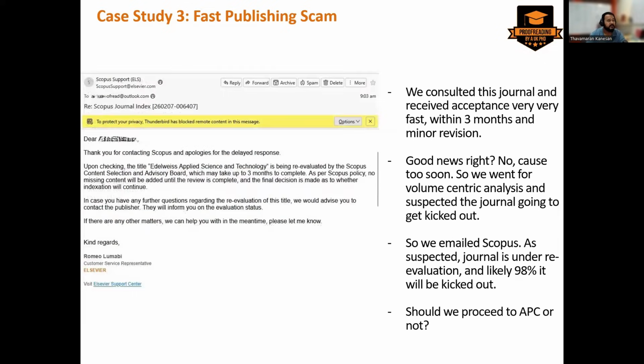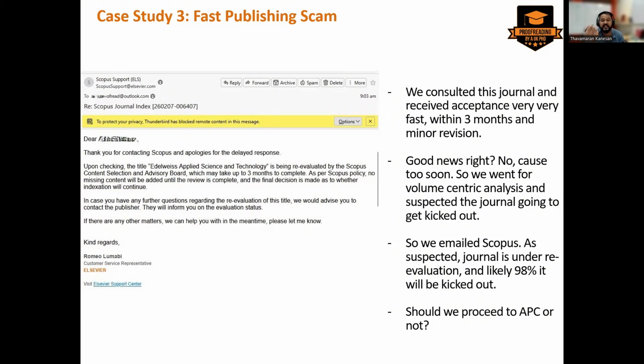Upon checking with Elsevier customer service, the title Edelweiss Applied Science and Technology is being re-evaluated by the Scopus Content Selection Advisory Board, which may take up to 3 months. I think it takes more than that, sometimes 6, 7 months or so. In this period, it will still show the paper as 2025 Scopus indexed. It won't show retracted or under re-evaluation. Nothing. It will only show if the journal is already dropped, and they'll put the last year indexed. They will never put re-evaluation.